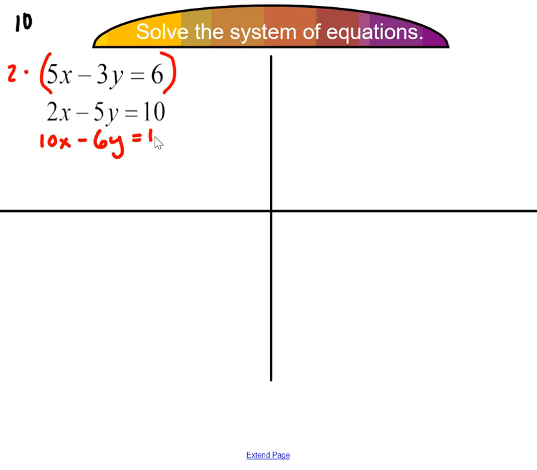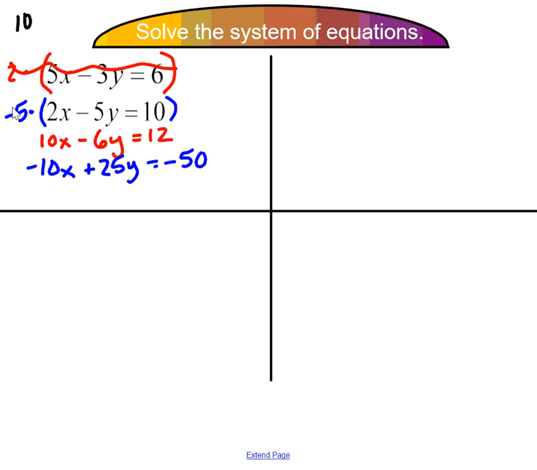I no longer need my top equation. This second equation, I need it to be a negative 10. So 2 times what would give me a negative 10? That's going to be negative 5. So I get negative 10x plus 25y equals negative 50.